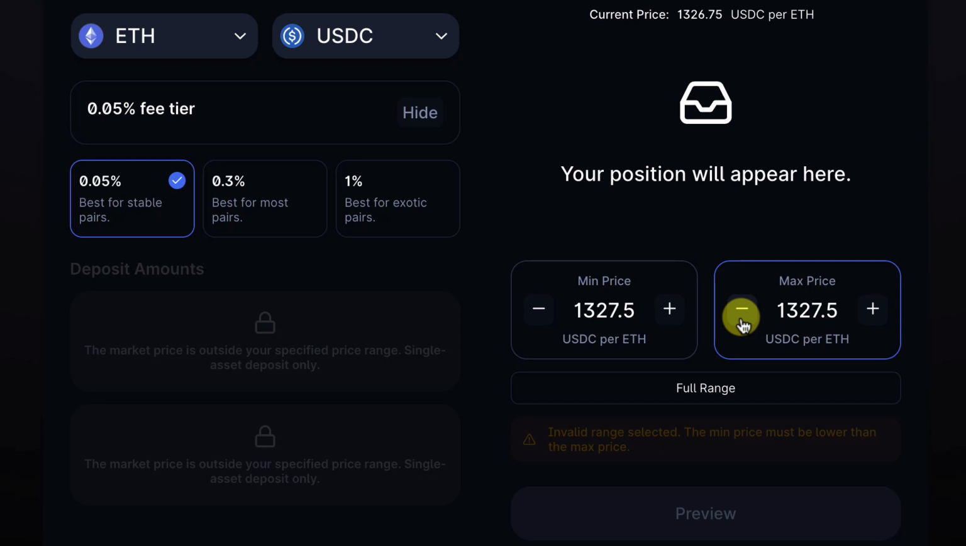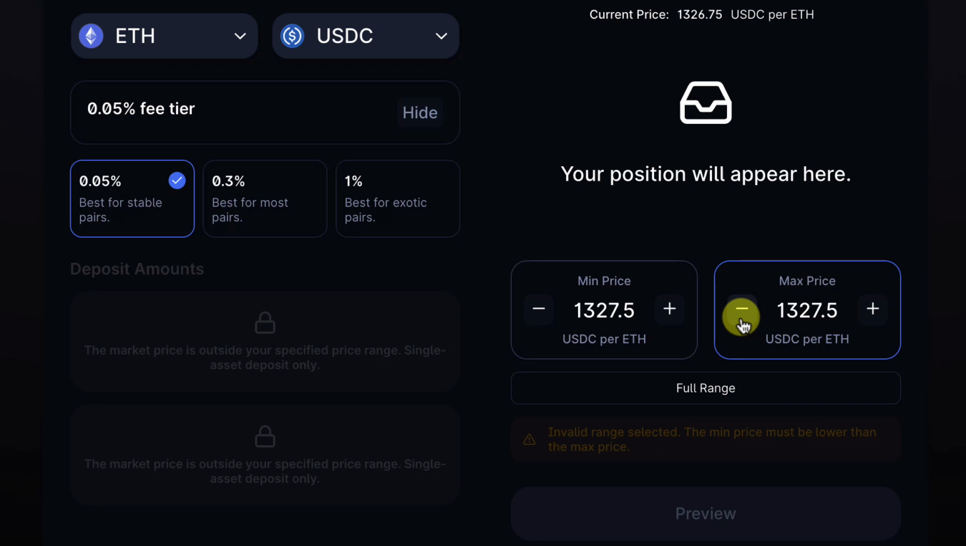As long as the ETH is going to be in this range, you're going to accumulate fees. Basically, every time someone is making a swap and your liquidity and the price is in this range, you get those fees. Your money is working for you while you're sleeping.